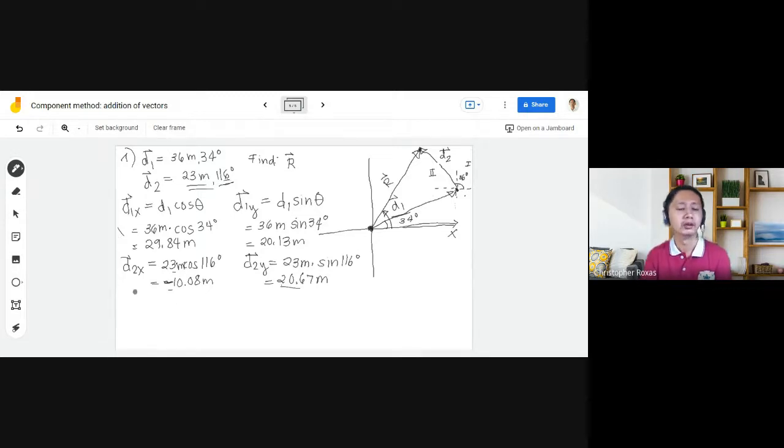Okay, now we have the x and y components of each vector. We will now get the sum of all the x components and the sum of all the y components. So the summation of all the x will be the x component of D1 plus the x component of D2. So you got 29.84 plus negative 10.08.